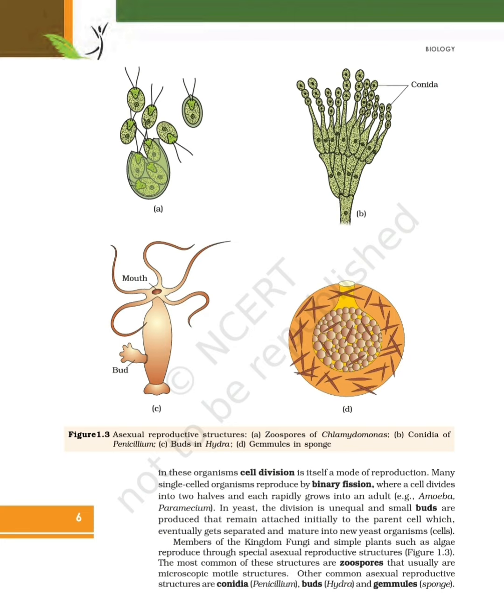The cyst wall bursts and the spores are liberated in the surrounding medium to grow up into many amoebae. This phenomenon is known as sporulation. Members of the kingdom Fungi and simple plants such as algae reproduce through special asexual reproductive structures. The most common of these structures are zoospores, which are usually microscopic motile structures. Other common asexual reproductive structures are conidia, as in Penicillium, buds, as in Hydra, and gemmules, as in sponge.